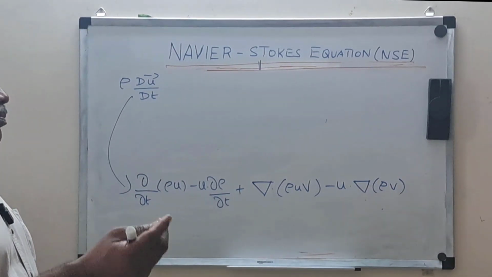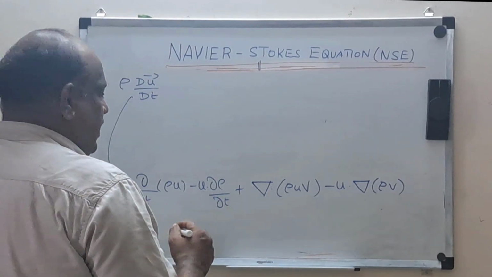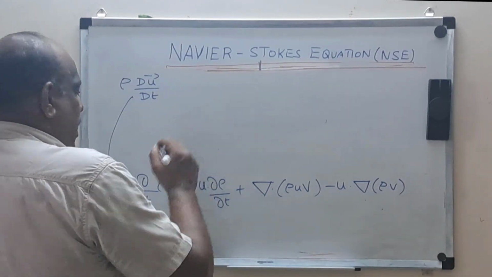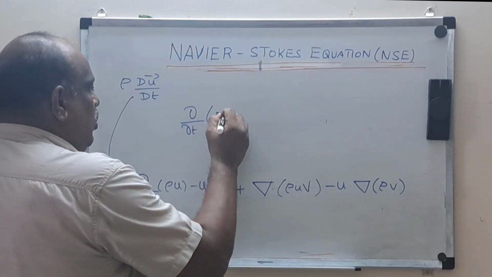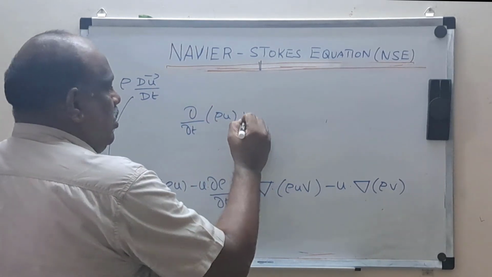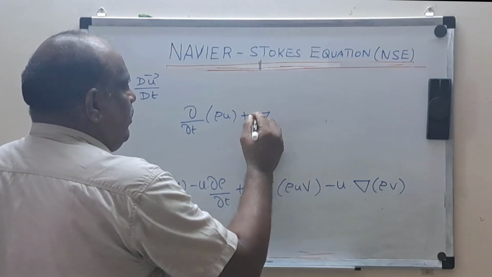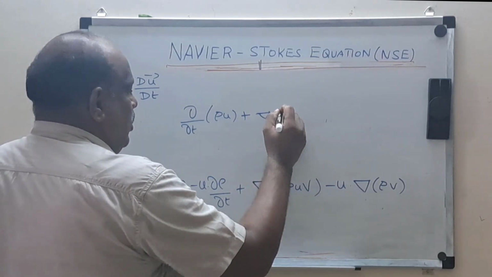Okay. One more step only. Now I will tell you. I will take the first term, dou by dou t of rho u. I will take the third term also, plus del of rho uv.